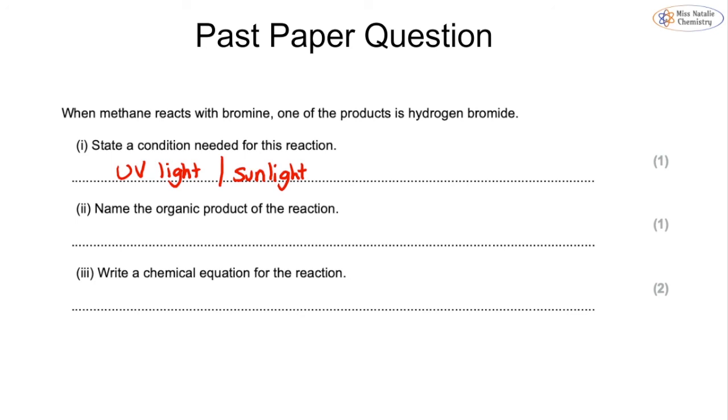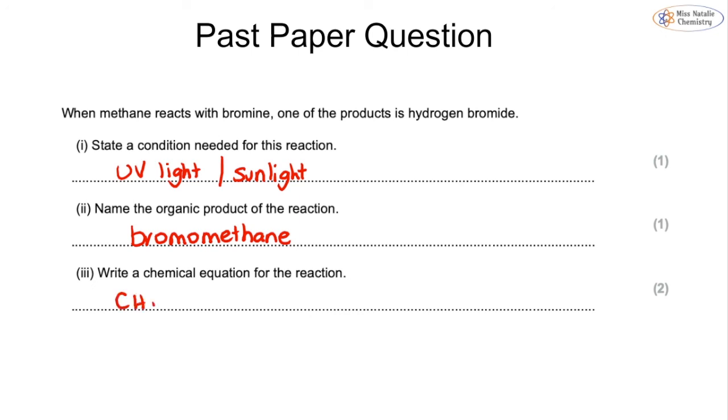And then the organic product that is formed, well, when the methane is substituted with 1 bromine, we are going to form bromomethane. So to name the organic product, you take the name of the alkane and you put the word bromo in front of it. And if it is something that is a larger alkane, then you specify which carbon it's on. And then lastly, for 2 marks, write a chemical equation.